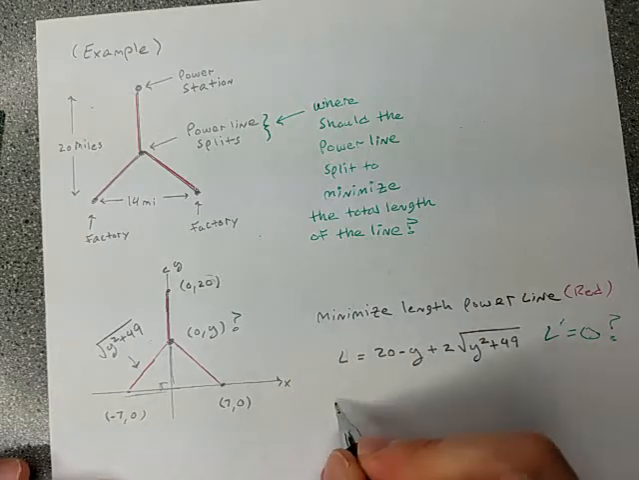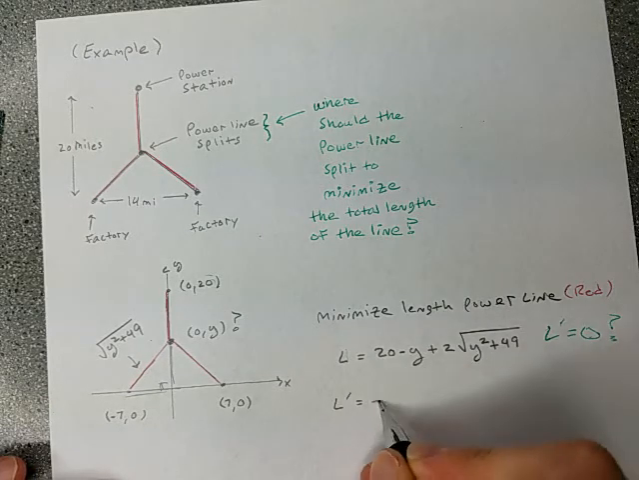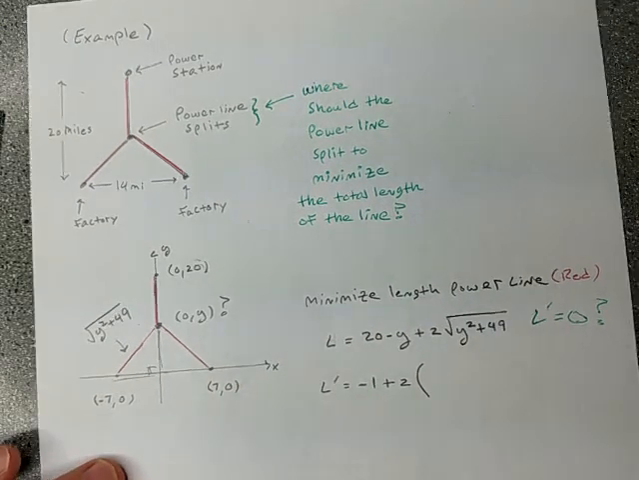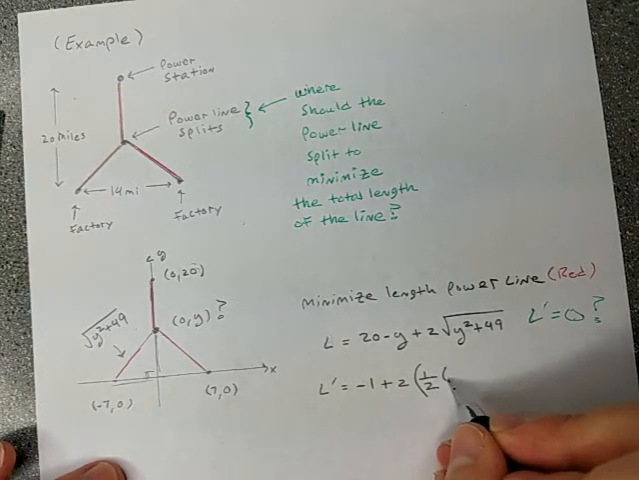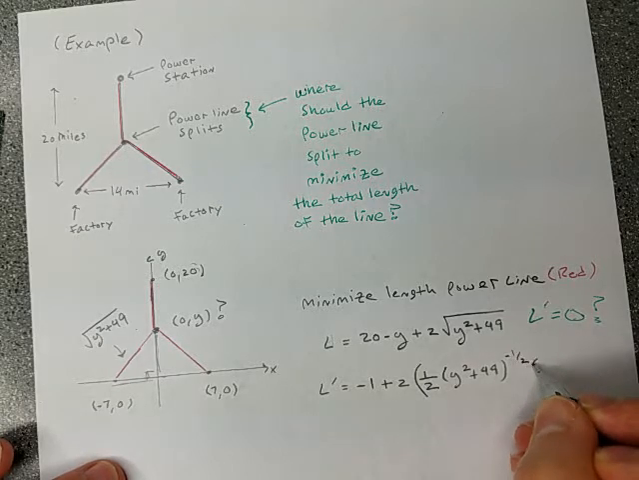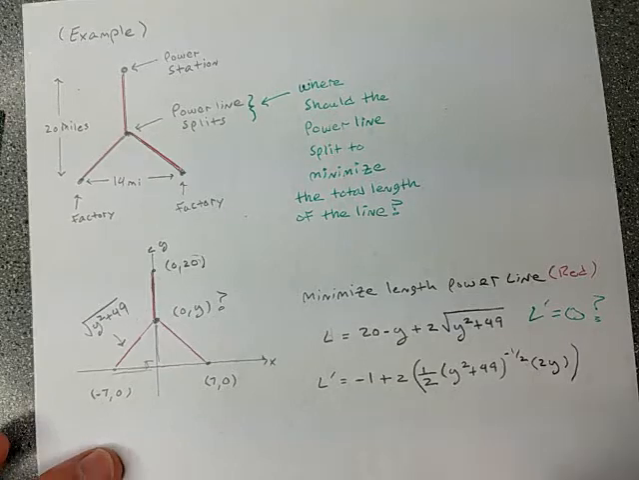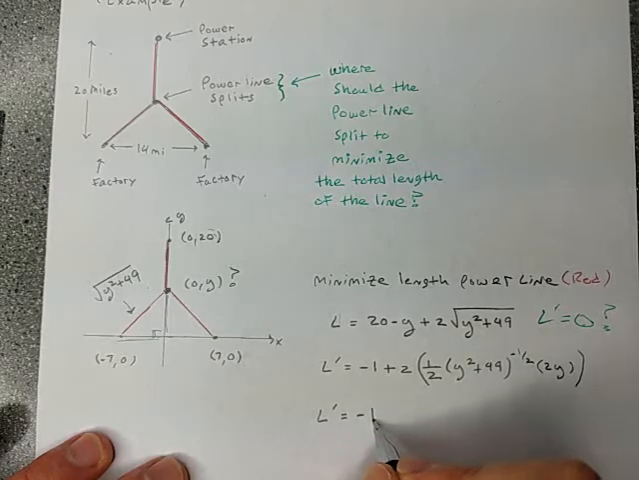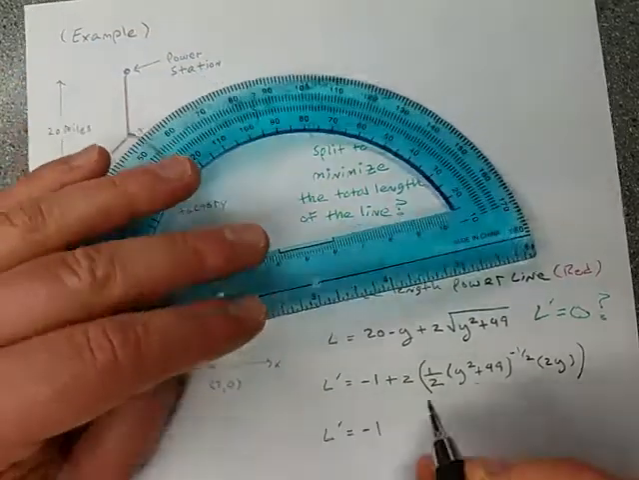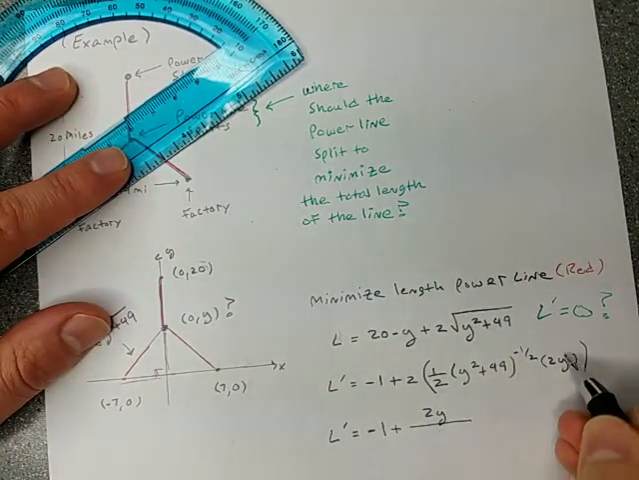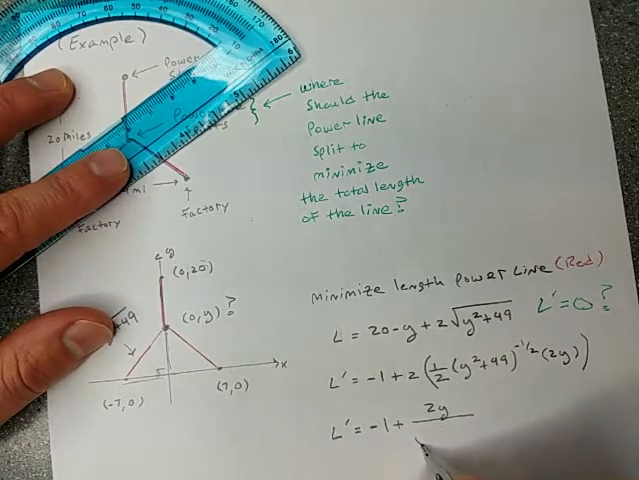All right, so let's do this. Let's find L prime at this point. I'll get -1 from this, plus 2 times the derivative of root y squared plus 49. That will be 1/2 (y squared plus 49)^(-1/2) times 2y. Okay, so doing a little simplifying, I'll get L prime to be -1, plus, with some canceling there, 2y remaining with the 2's canceling, and I'll get root y squared plus 49 down there.